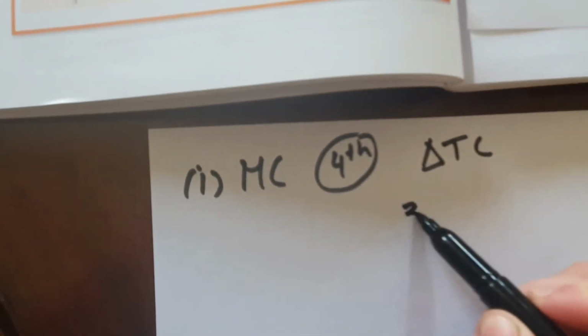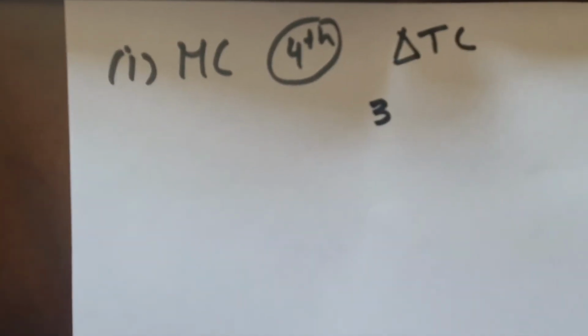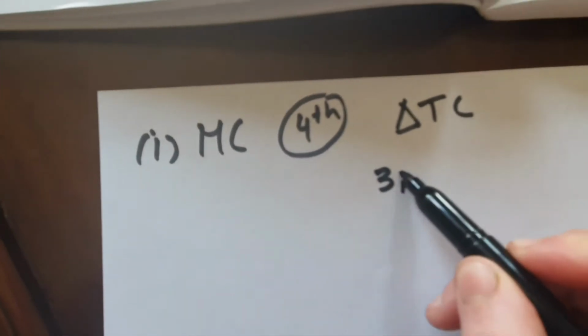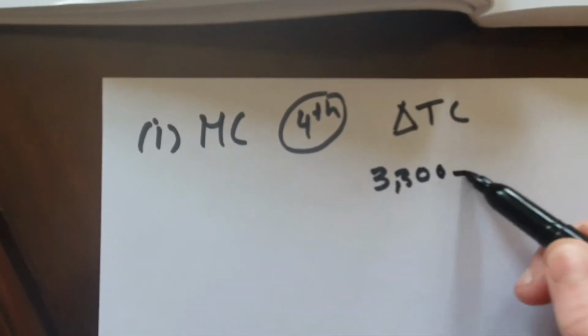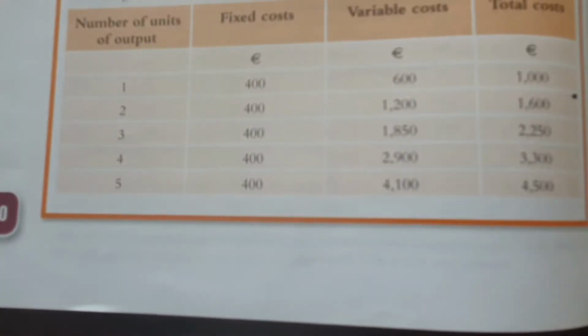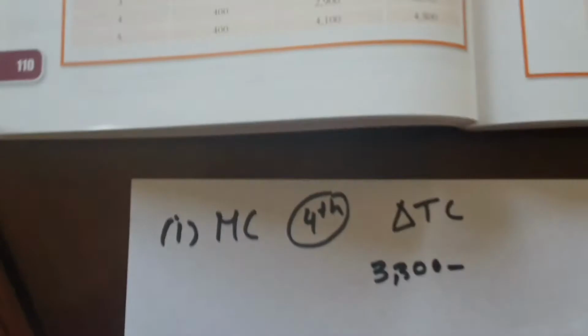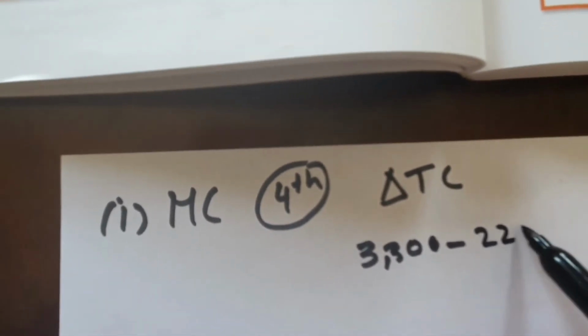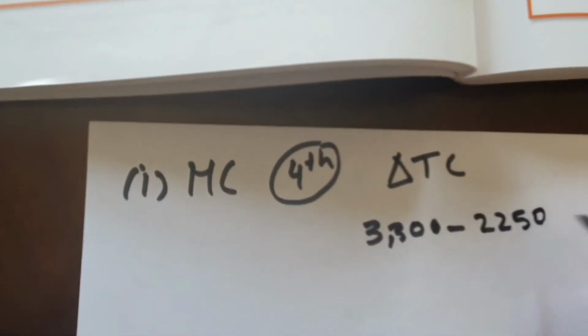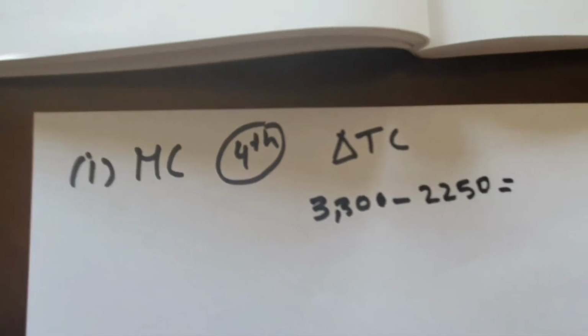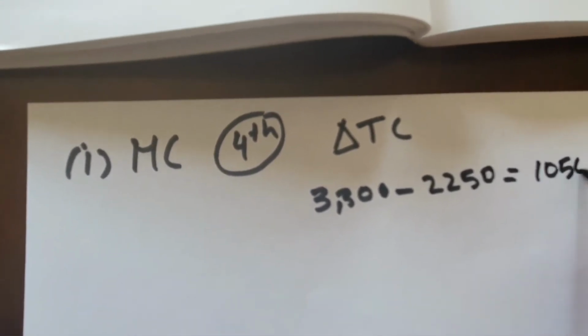So we're simply taking these two figures away to get our answer. It's going to be 3,300, and we're subtracting from that the total costs for our 3rd unit, which is 2,250. And when we subtract both of those figures, we're going to get 1,050.